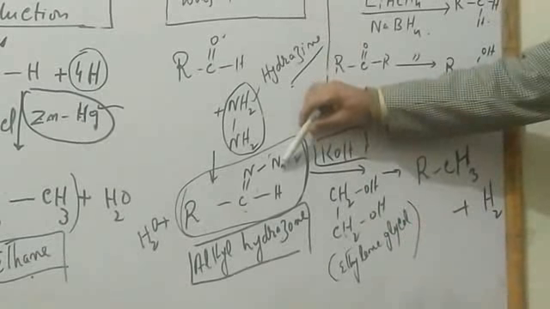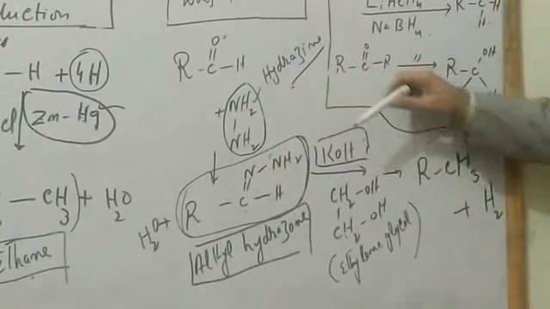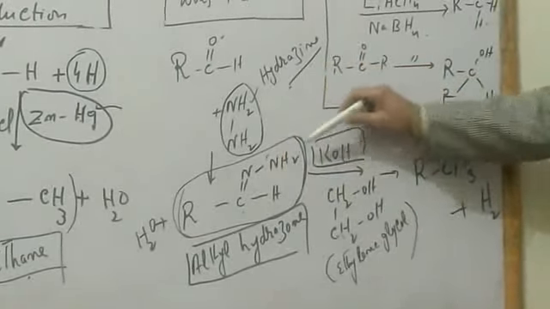So boiling this compound, that is alkyl hydrazone, in KOH, that is in ethylene glycol, we get alkane, and nitrogen is obtained over here. So the main reaction over here is the removal of this nitrogen from here, and you get this nitrogen gas.